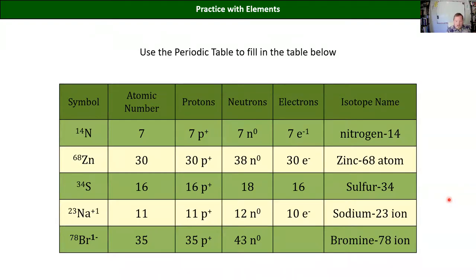And the number of electrons, if we have a negative one charge, that means we have one extra electron because the electrons are negative charge. So an overall negative one charge means we have one more electron than proton. So that tells us it's got to be 36 electrons.